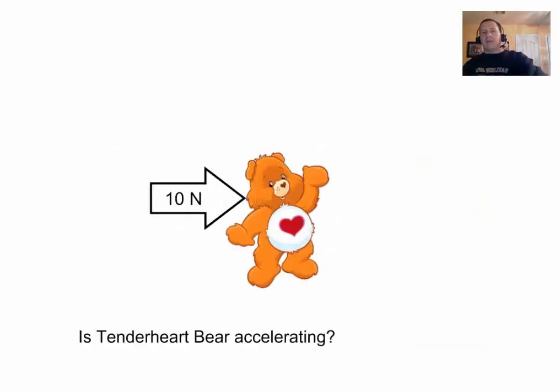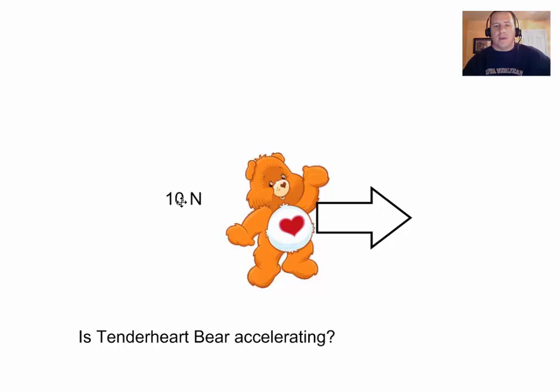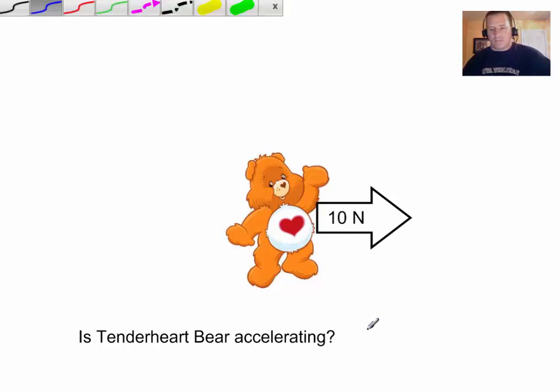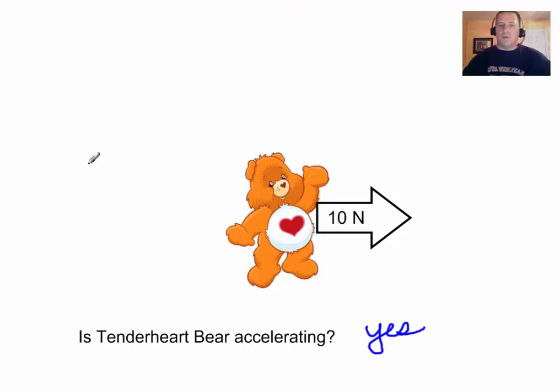So let's take a look at Tenderheart Bear here. Is Tenderheart Bear accelerating? Well, look at the forces applied to him. We have 10 newtons going to the right. Is he accelerating? He sure is. What would happen if I took this force, instead of making it a push, I made it a pull? Would he be accelerating now? Absolutely. A force is a push or a pull. It doesn't matter either side. And he has 10 newtons of force to the right. There's no other balancing force. So is he accelerating? Yes, he's accelerating to the right.